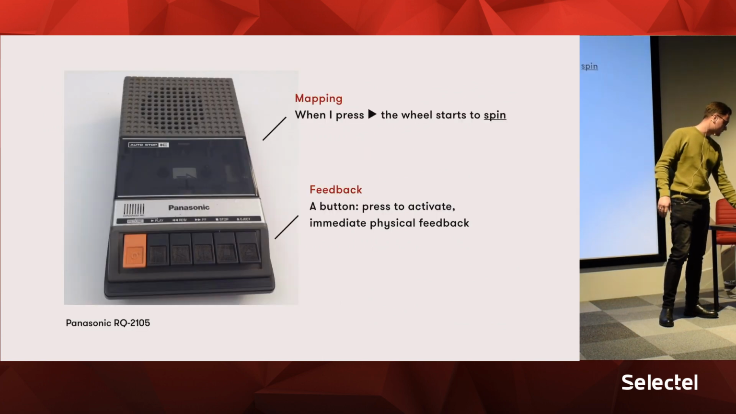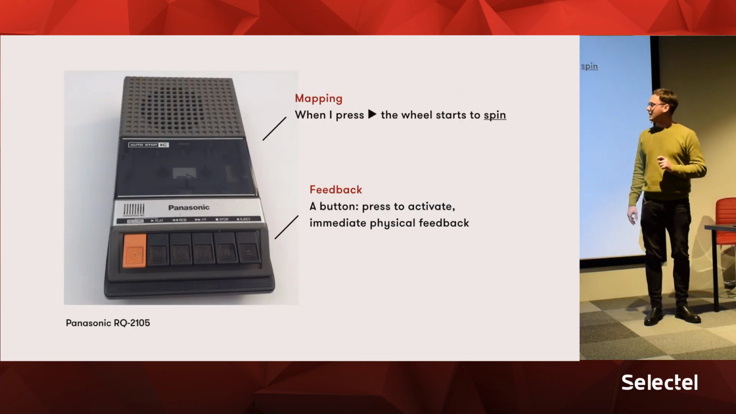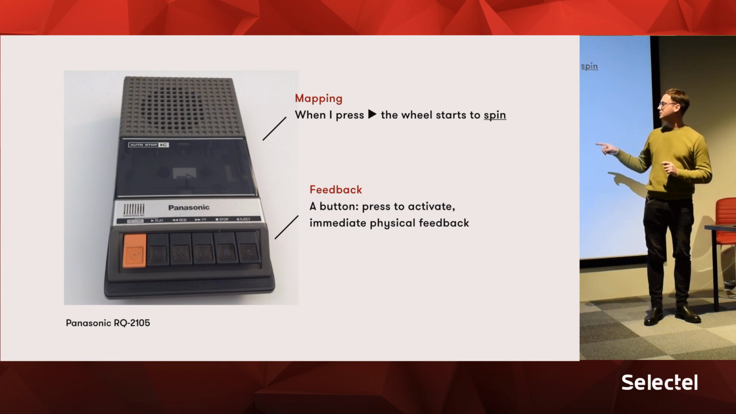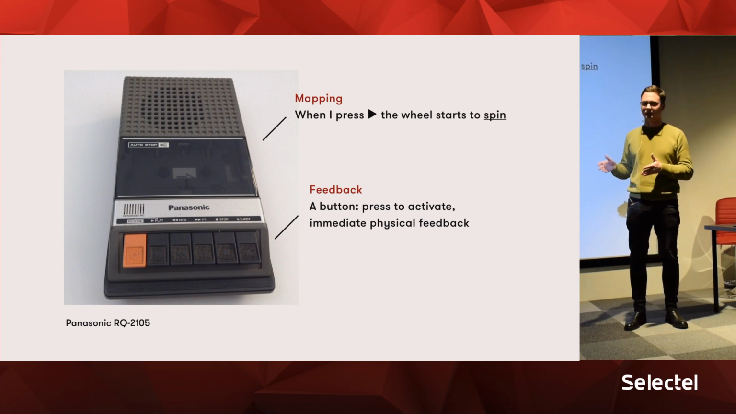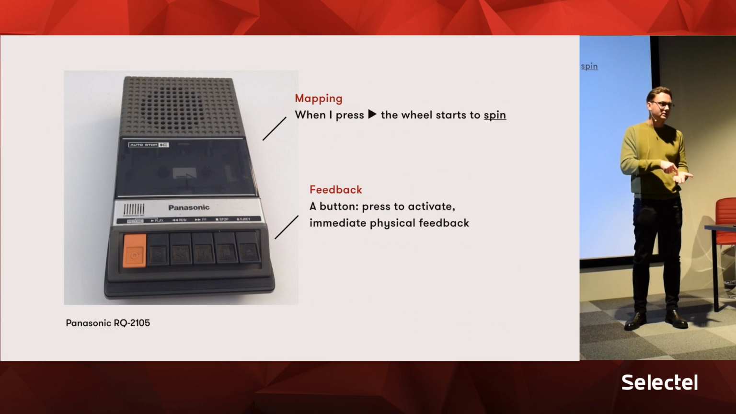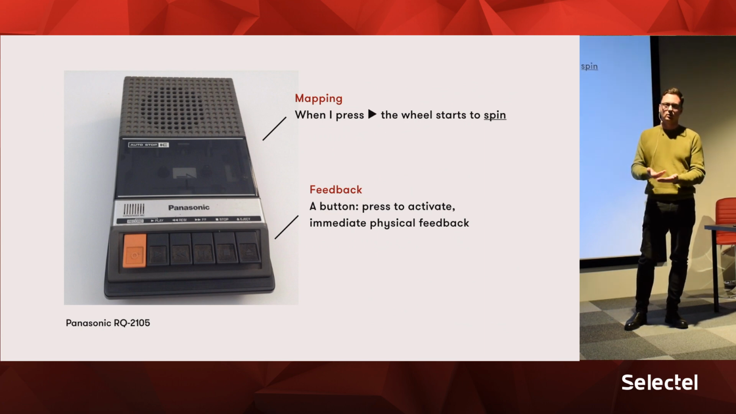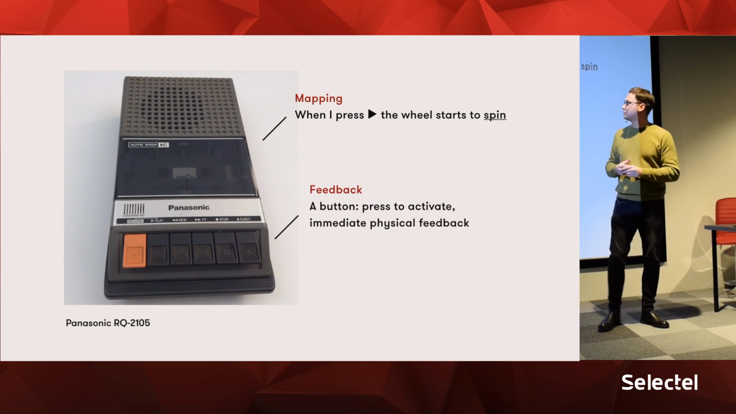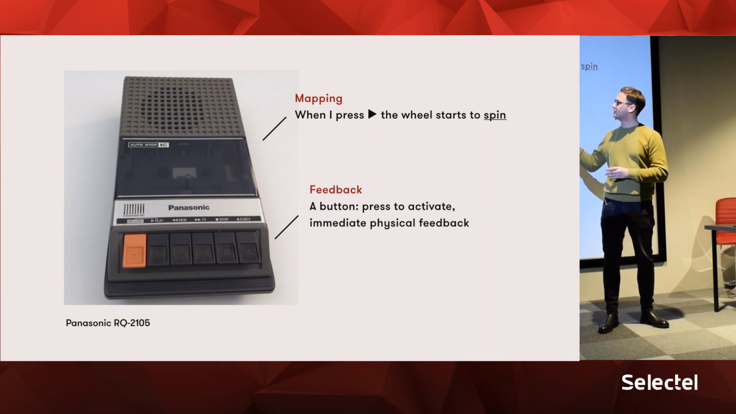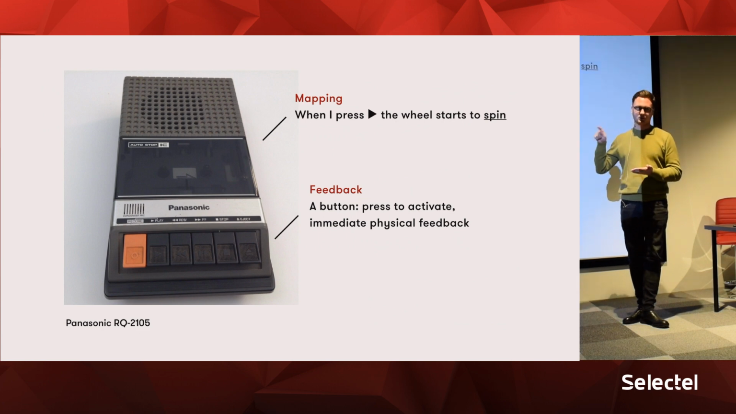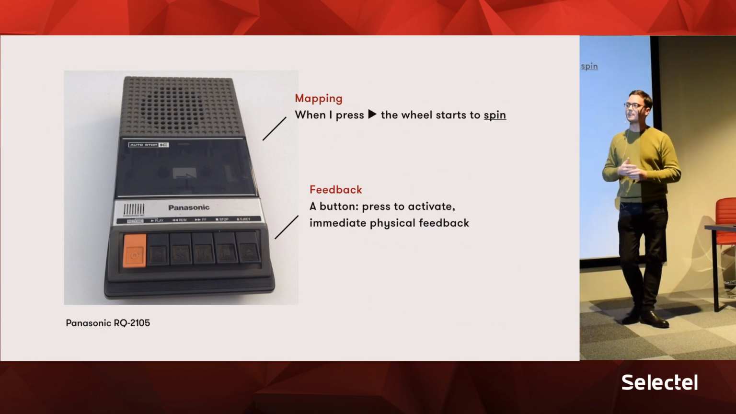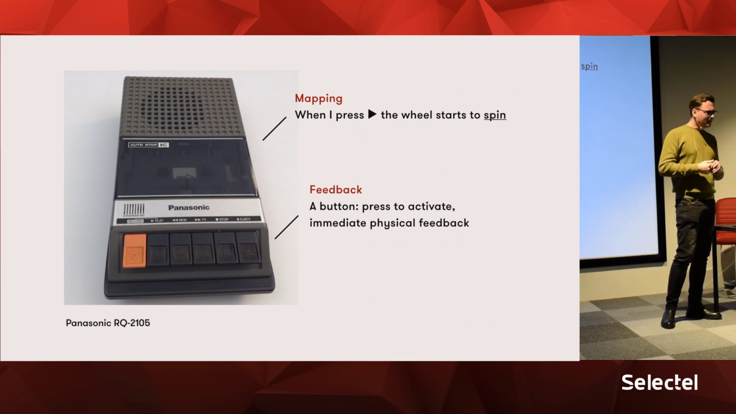Let's take a look at this, again, tape recorder machine. And here we can see that the feedback principle is applied with the button itself. The button is like the best explanation of the feedback principle. It's a physical thing. You can press it, and you can no longer press it when it's in the pressed state. And the mapping is much more complicated, I think, in this tool. It means that when you press play, the tape wheel starts to spin, and you see it immediately here because there is a window.